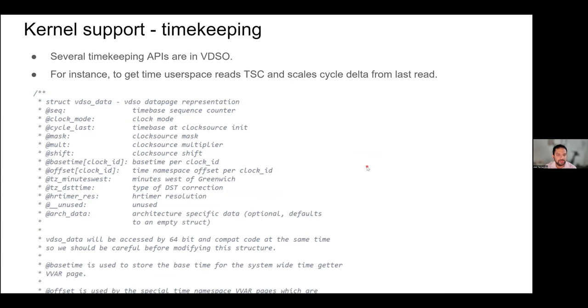Something I do want to mention is that several of these timekeeping APIs are in the VDSO for performance reasons. The kernel maps this page, this ELF object, into user space, and then user space can directly call functions in that object and get the time of day and so on, without having to make a syscall. So this is a huge performance improvement. I'll go over the VDSO mechanics if we have time, but most of the time when you read the time, you don't actually go to the kernel. The kernel provides all of the information to user space through the VDSO.